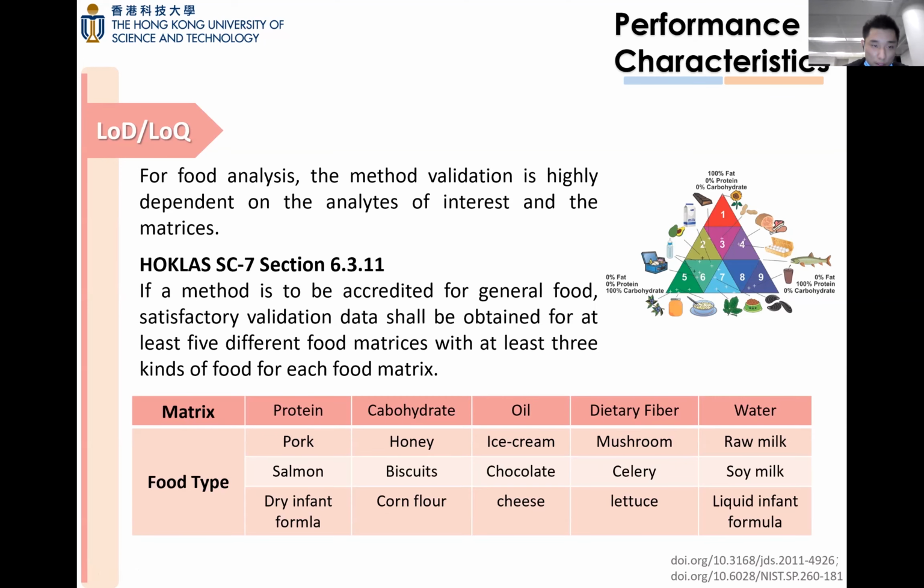Okay, hello everyone, this is Zhitong. Before the LOD and LOQ, let's talk about the food matrices. In Hochfleisch's criteria for general food analysis, a satisfactory validation should be operated for at least 5 food matrices with at least 3 kinds of food for each matrix. So we select the 15 kinds of food from the reported melamine detected sample matrix as shown in this table.